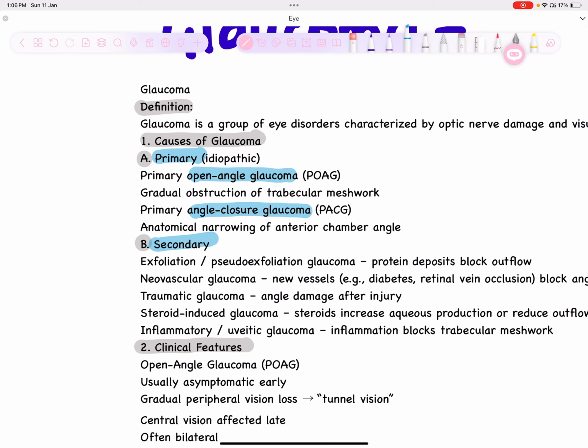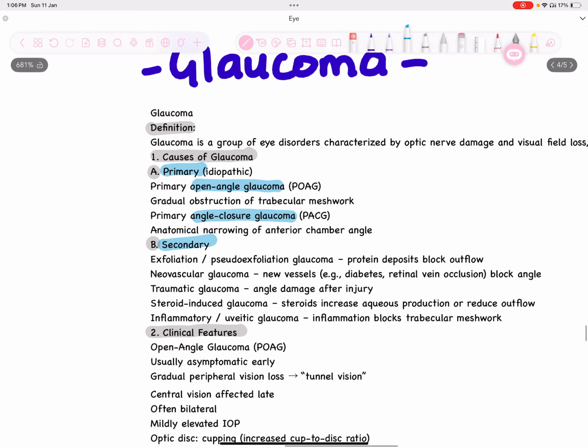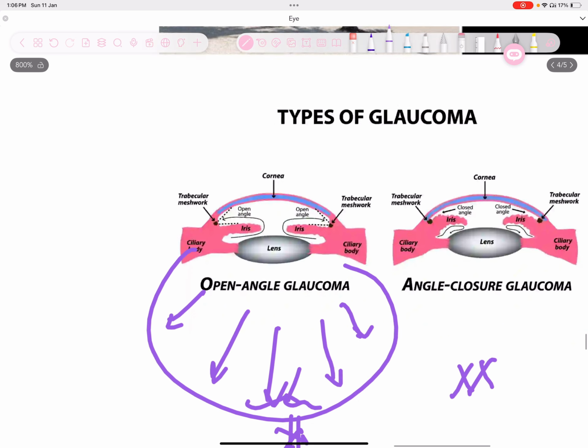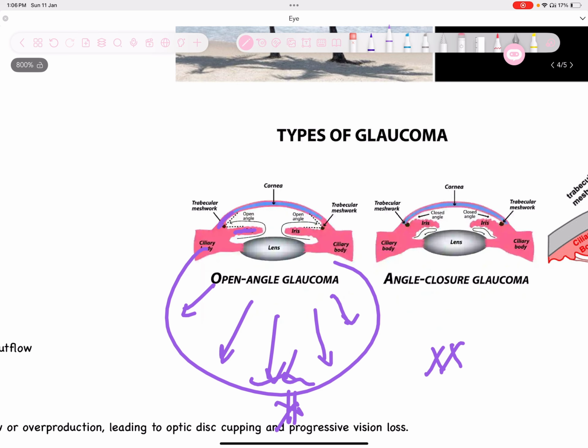And in closed angle glaucoma, there is narrowing of the anterior chamber angle. Basically, the iridocorneal angle, which is the angle between the iris and the cornea. Where is the iris? This is the iris. This is the cornea. So when there is closure of this angle or it's narrowing, that is what we refer to as closed angle glaucoma. But in open angle glaucoma, there's some obstruction. Something is here and it's blocking the pathway.